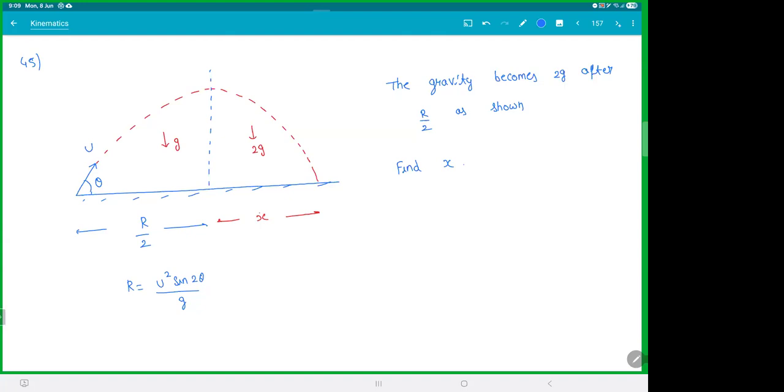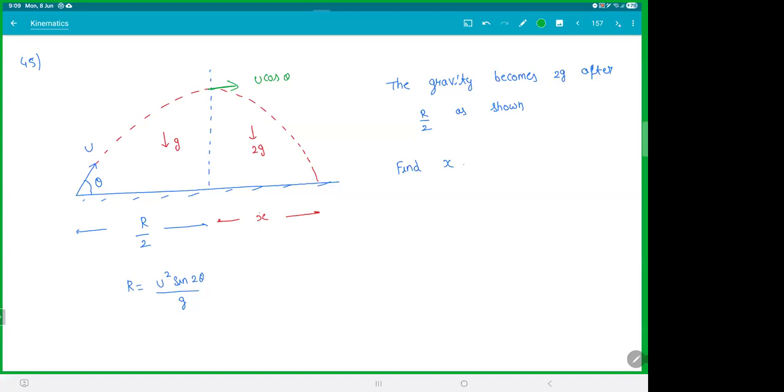Did you figure out even how to start? Like how do you convert this? That's the important thing. In case you still didn't figure it out, I'll help you out with this. You're saying when you reach R by 2, the gravity becomes double. So at this point, what is the velocity? U cos theta, isn't it?